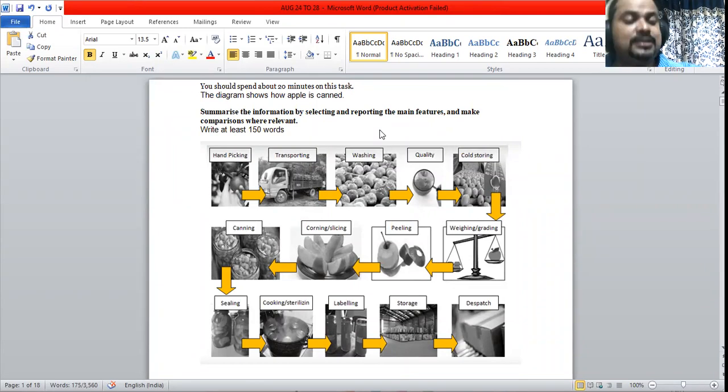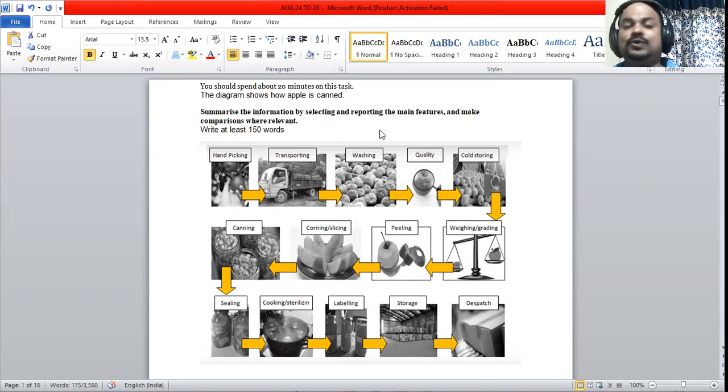So let's start from the beginning. It starts from the hand picking. So you pick the apples from the orchard, and it ends with the dispatch to the customers or the retailers or the wholesalers, whoever it is. So we have some process from hand picking till the dispatch. We have some step-by-step process, and that's what we have to explain in the body paragraphs of this particular task 1.